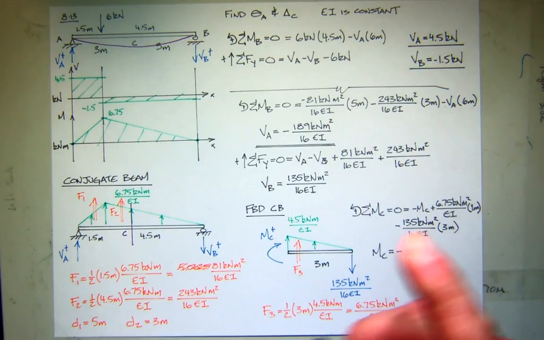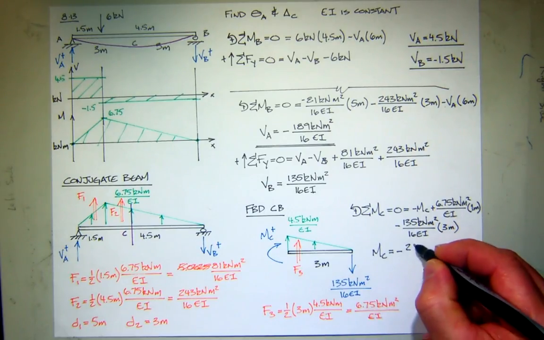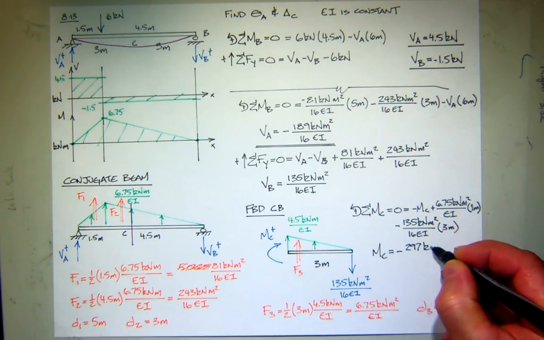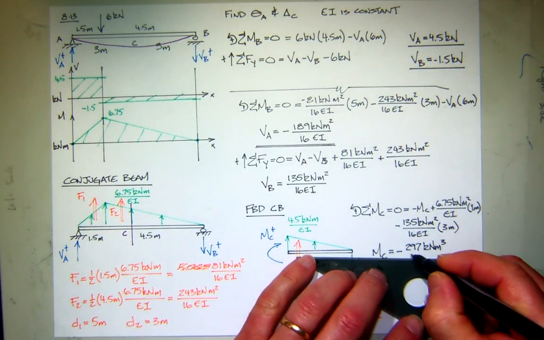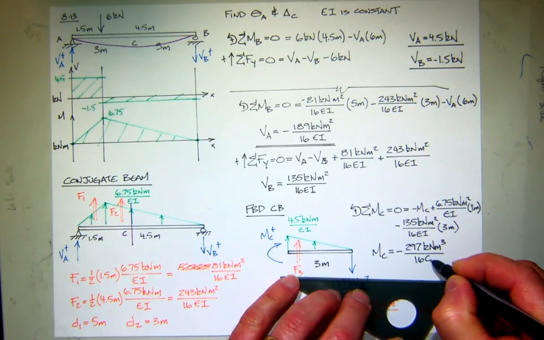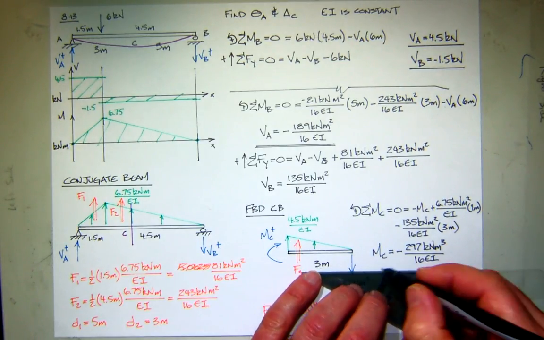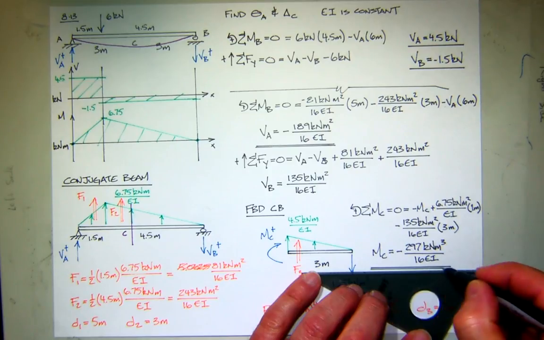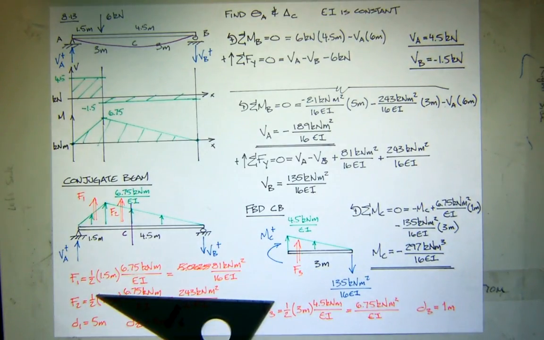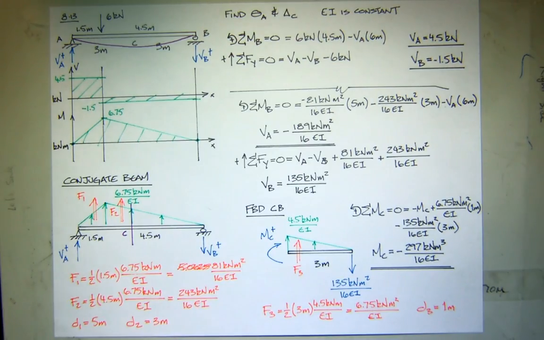Is it over 16? 297 over 16. 297, and that will be kilonewton meter cubed over 16 EI. Is that right? So what does the fraction come out to be? 18.5625. And the back of the book has 18.6. That's pretty close. We squeezed it in. That's some success.